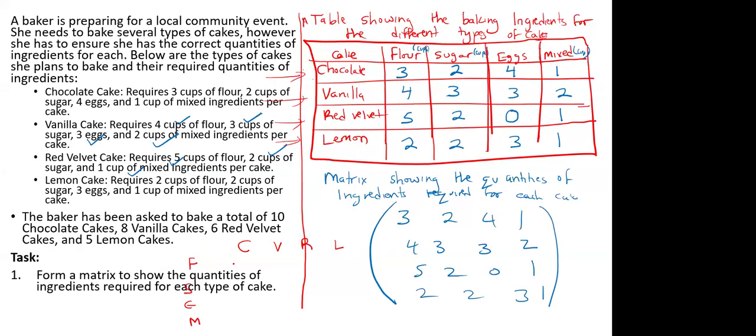So here I expect to have something like 3, 2, 4, 1. Then here you'll have 4, 3, 3, 2, then 5, 2, 0, 1, then 2, 2, 3, 1, something like that. Then that's when you can go on and use that approach of multiplying this side by what? By 10, 8, 6, and 5. Are you getting it? Yes, teacher. So that's how you must arrange them. Then you'll be able to get the same answer.